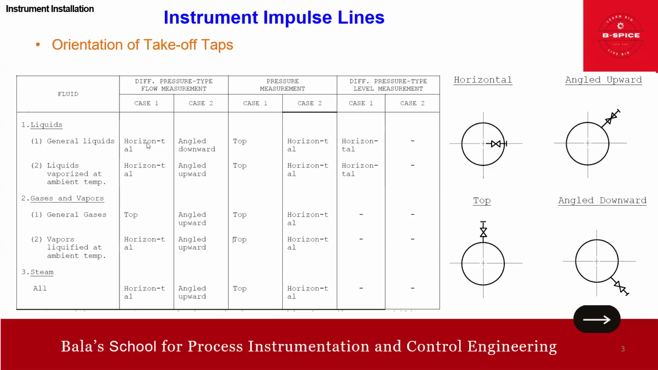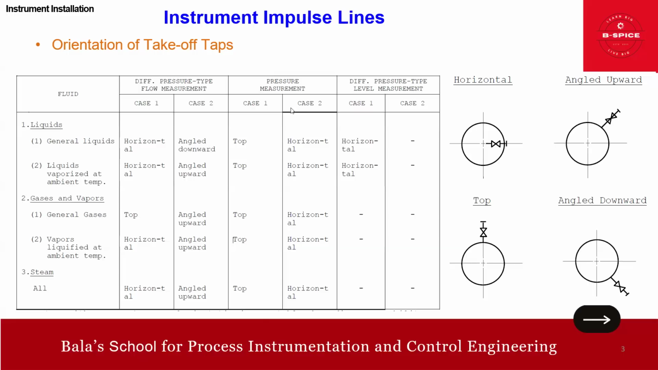Okay, so general liquids, case 1, horizontal, right? You can do like this, right? And angle downward, case 2, right? Angle downward. This is for the liquid. Then, if we talk about liquid vaporized at ambient temperature, of course, horizontal, case 1, and angle upward. Okay, so this is about the DP type.